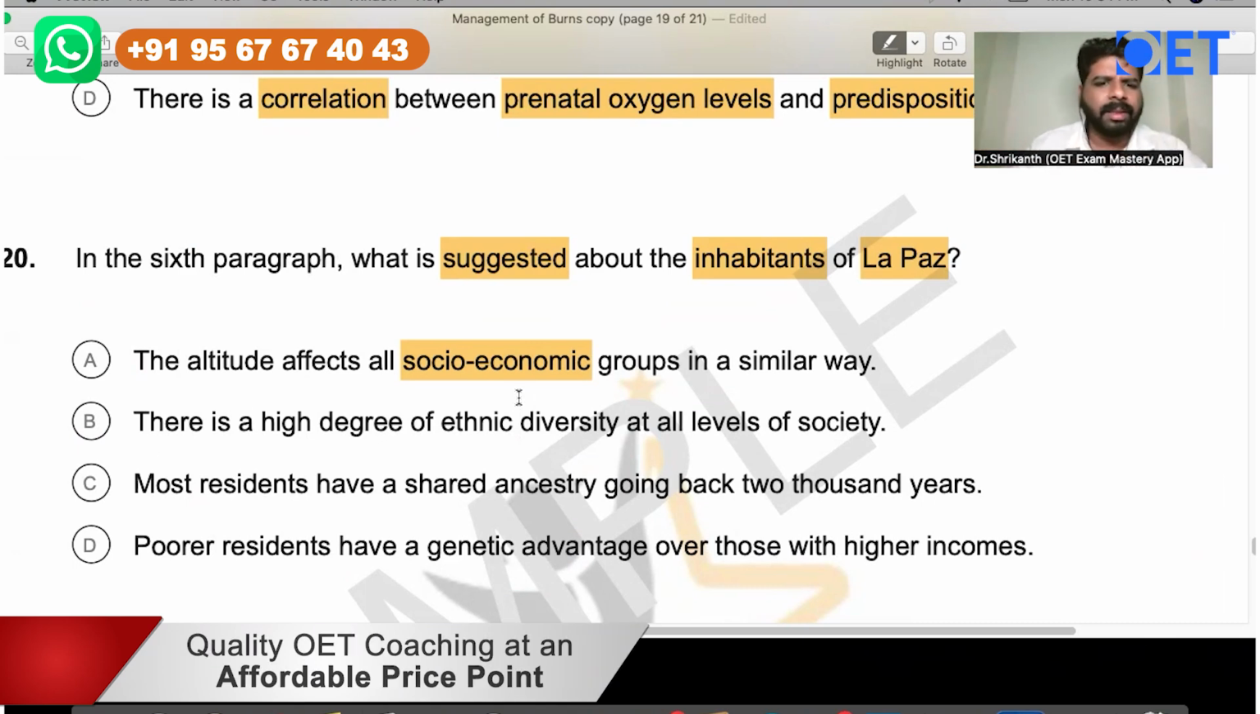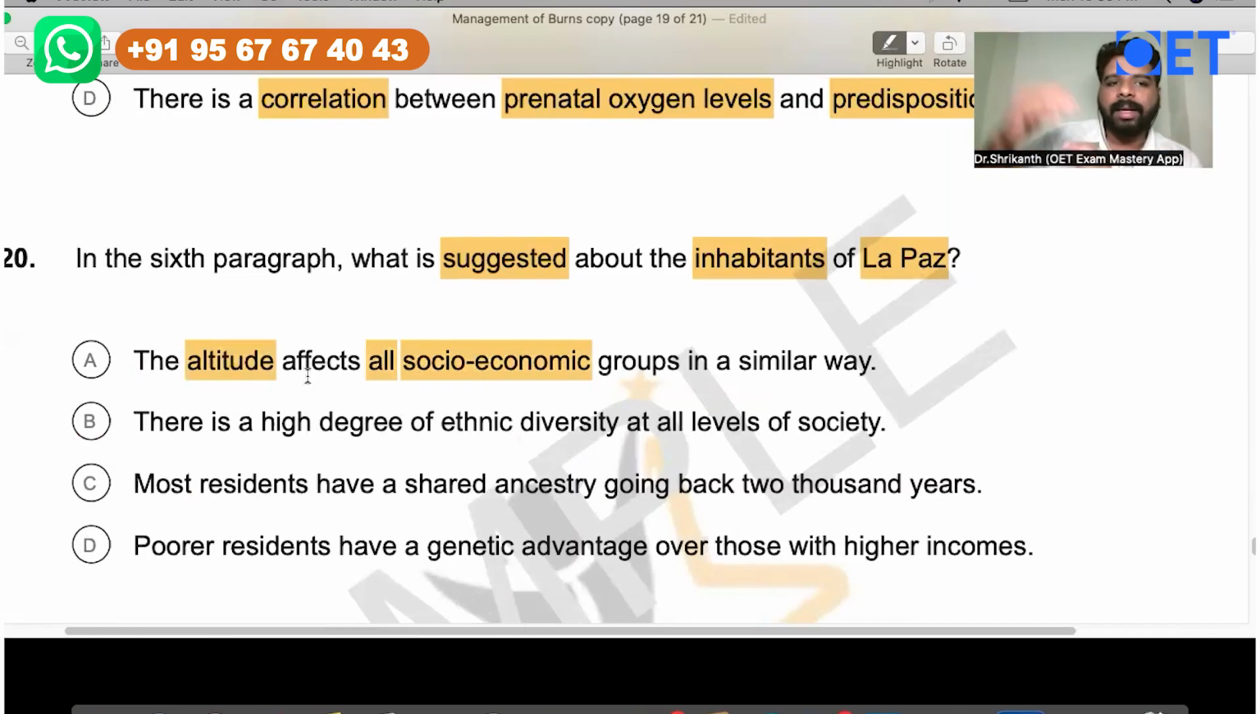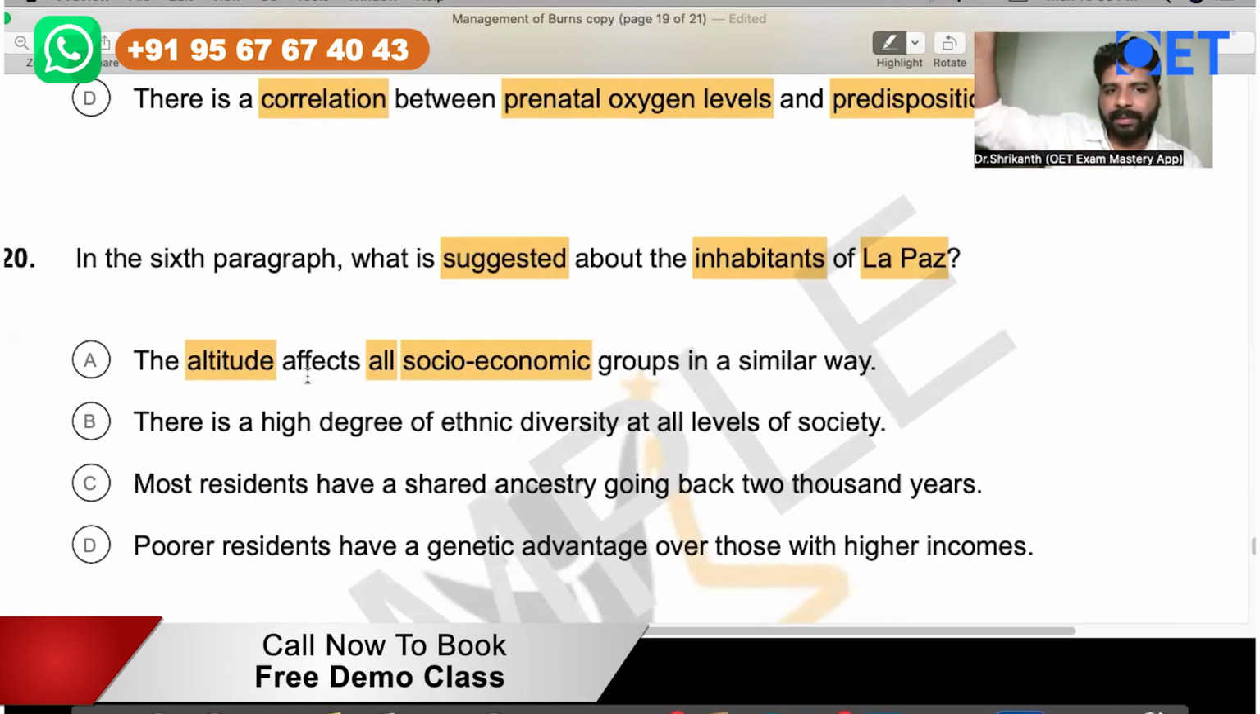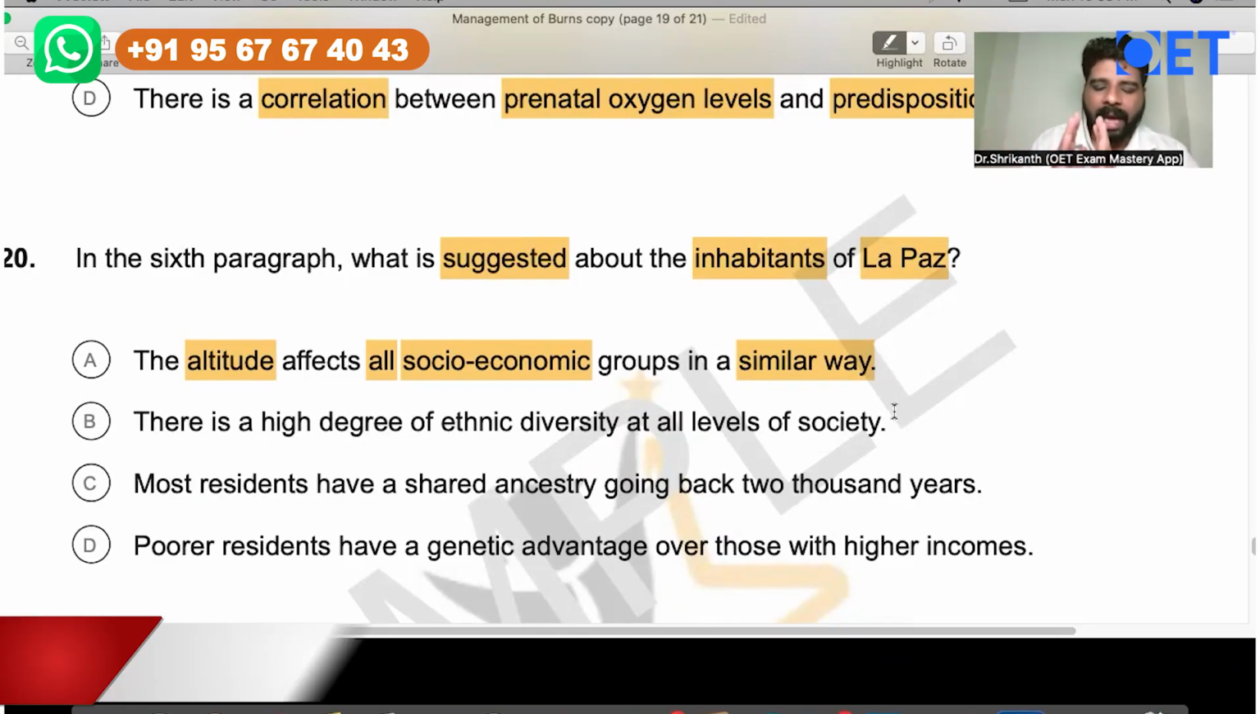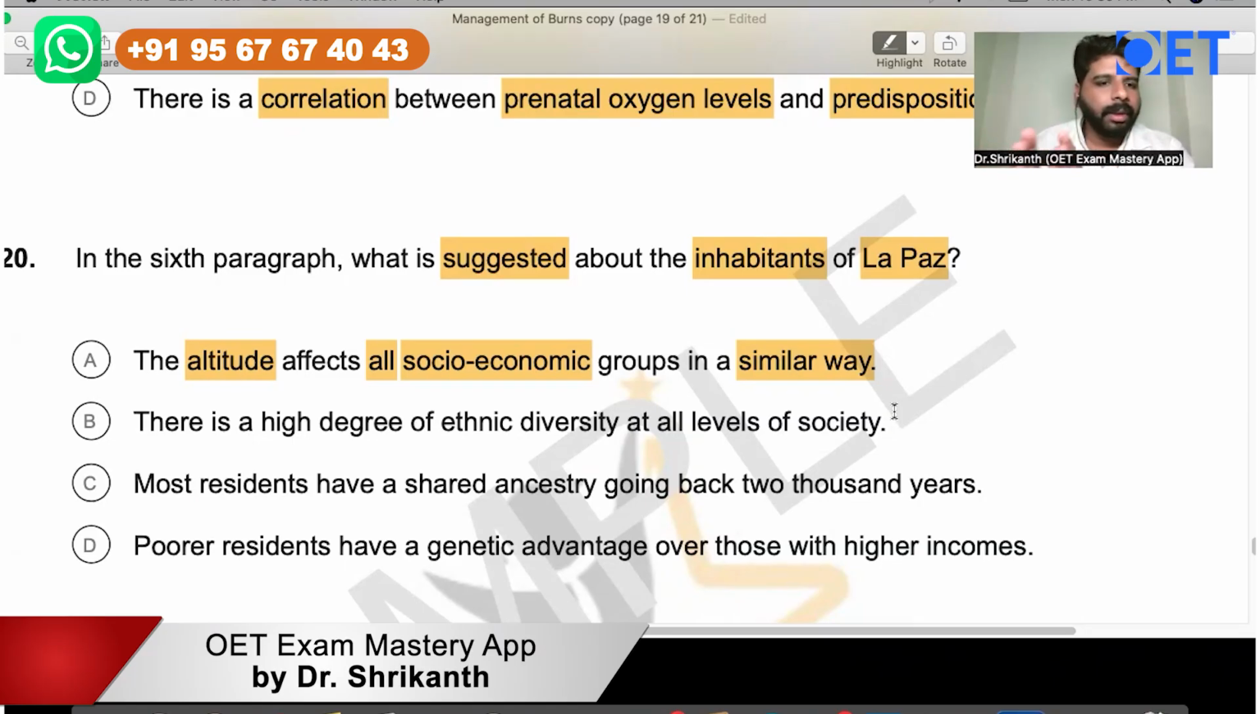Okay, we have so many classes and all, right? That is all socioeconomic groups, that is the rich, poor, and the middle class. The altitude affects them. Altitude basically means what? The height. Okay, the altitude affects everyone in a similar way. So if you're poor, if you're rich, or if you're middle class, it does not matter. The altitude is going to affect you the same.